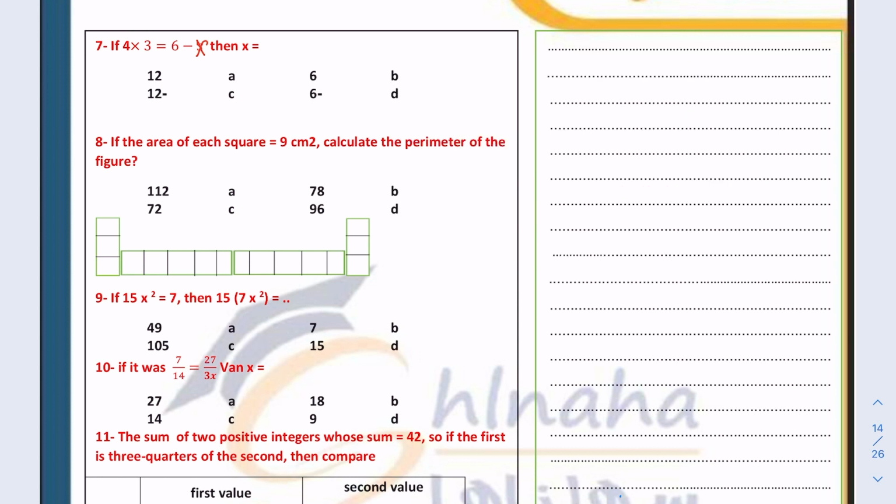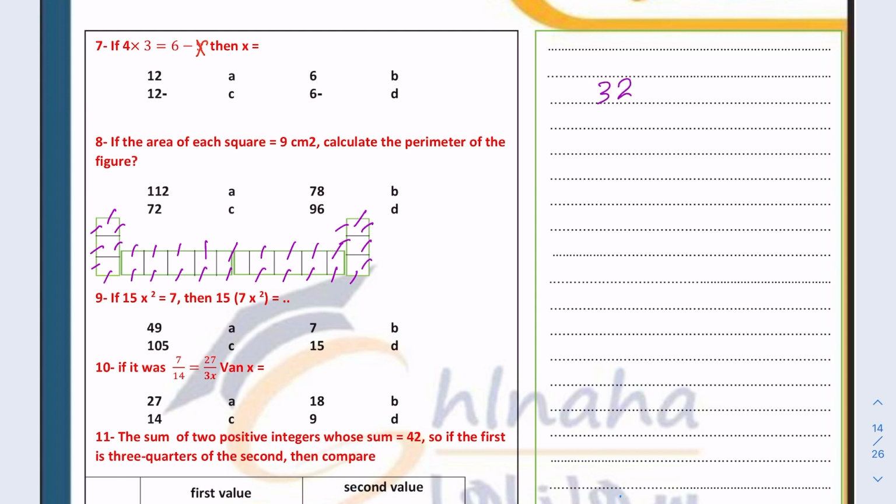Question number 8. He said we have some squares beside each other, and the area of one square equals 9. Find the perimeter of the figure. Perimeter of the figure means I have to count the outer sides. If I count here 1, 2, 3, 4, 5, 6, 7, 8, 9, 10, 11, 12, 13, 14, 15, 16, 17, 18, 19, 20, 21, 22, 23, 24, 25, 26, 27, 28, 29, 30, 31, 32. So I have 32 sides.